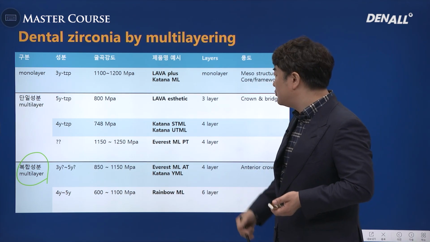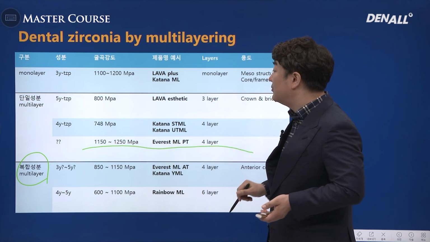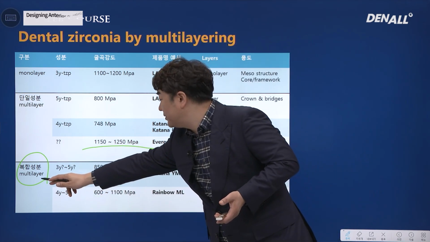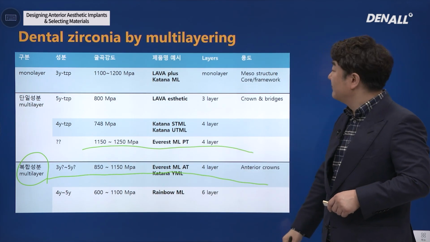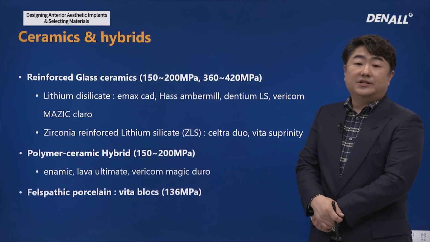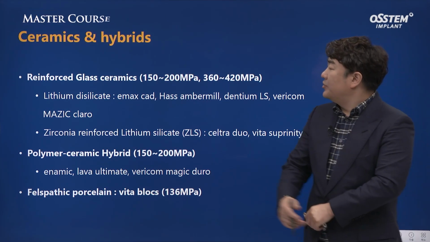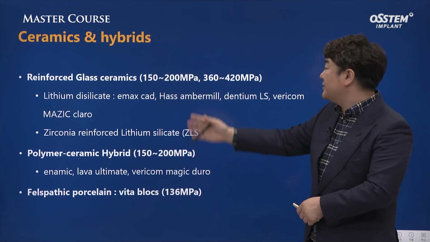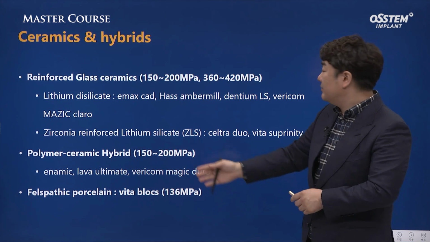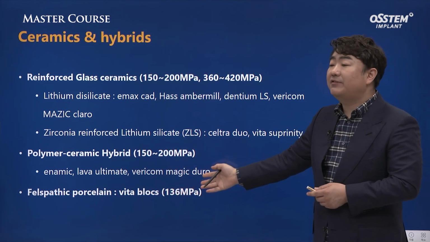In general implant treatment cases, I use these blocks, and for anterior implant cases, I use these blocks. Also, you can use hybrid ceramics, reinforced glass ceramics. This is Emax type of product. There's hybrid. There's also feldspathic block, which is not frequently used for implant cases.